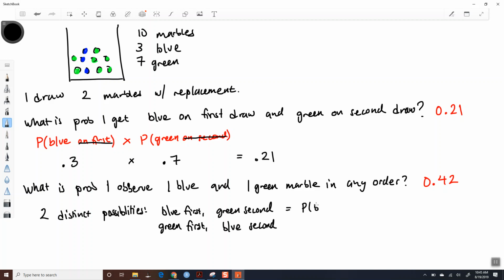Anyway, this is the probability of blue times the probability of green, which is 0.3 times 0.7, 0.21. And over here, this is green first, so the probability of green times the probability of blue, which is 0.7 times 0.3, also 0.21. And I added these together. Why did I add these together? What allows me to just add them up?